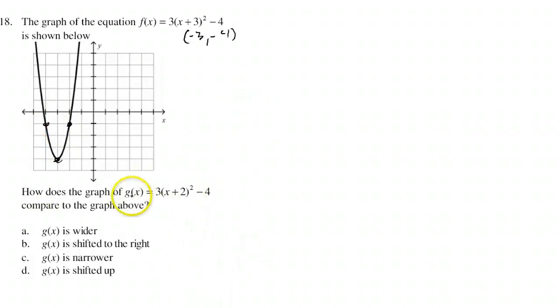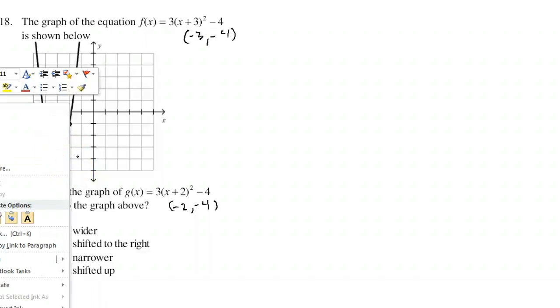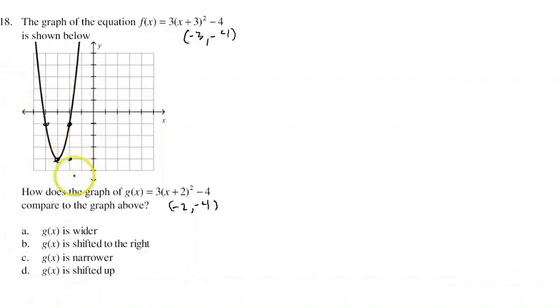Now looking at g of x, which is the one we're going to compare it to, we see g of x has a vertex of -2, -4. So it's -2, -4, which is going to be to the left 2, down 4. So now instead of my vertex being over here, it's actually only at -2.